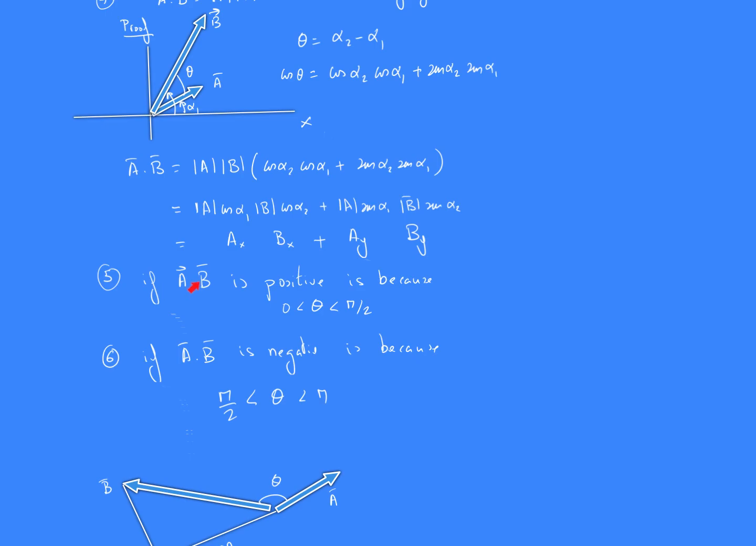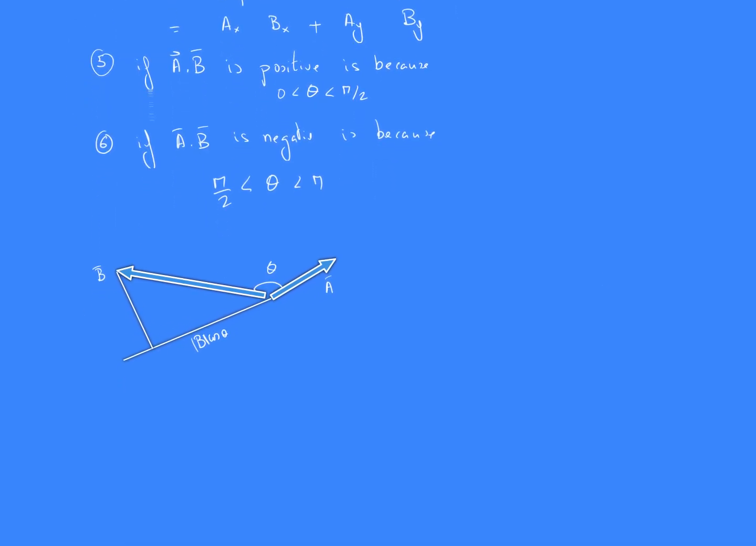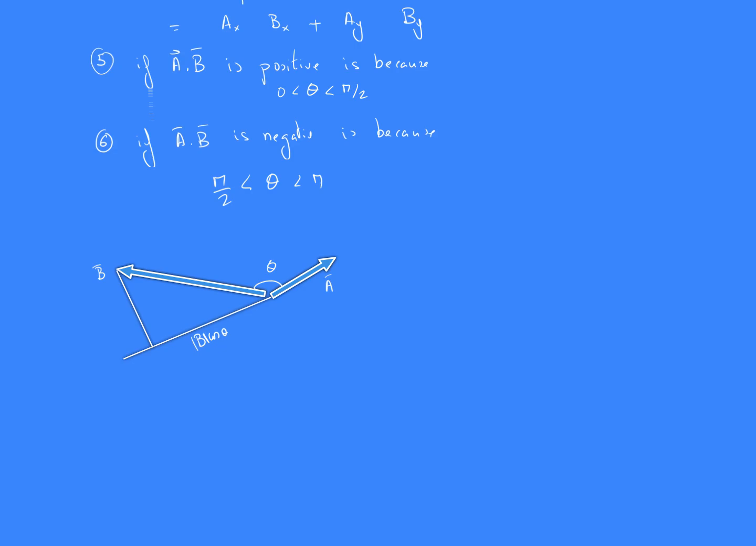So if A dot V is positive, it's because the angle is between 0 and pi divided by 2. If A dot V is negative, it's because the angle is between pi divided by 2 and pi. Okay, this is an example, a picture of the angle theta that is bigger than pi divided by 2, so A dot V will be negative. If this is the displacement and this is the force, it says that F dot S is negative. This is what it says.